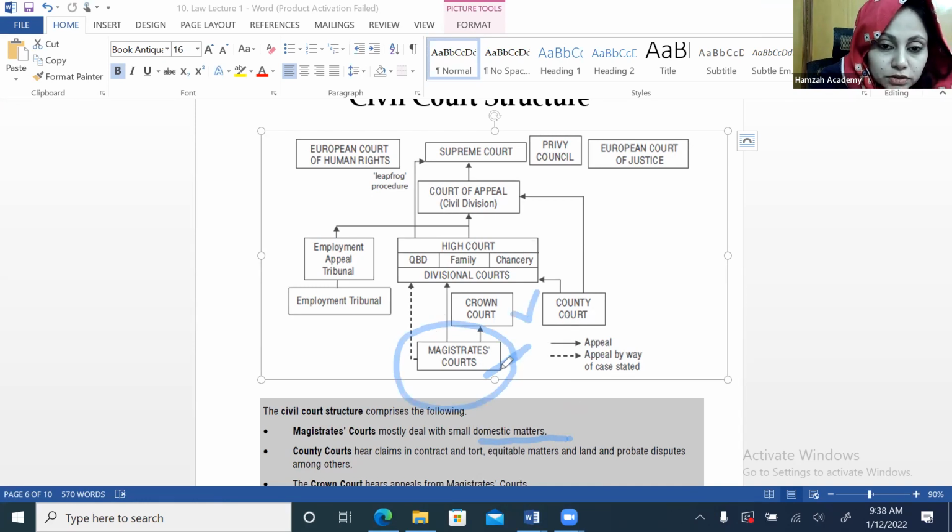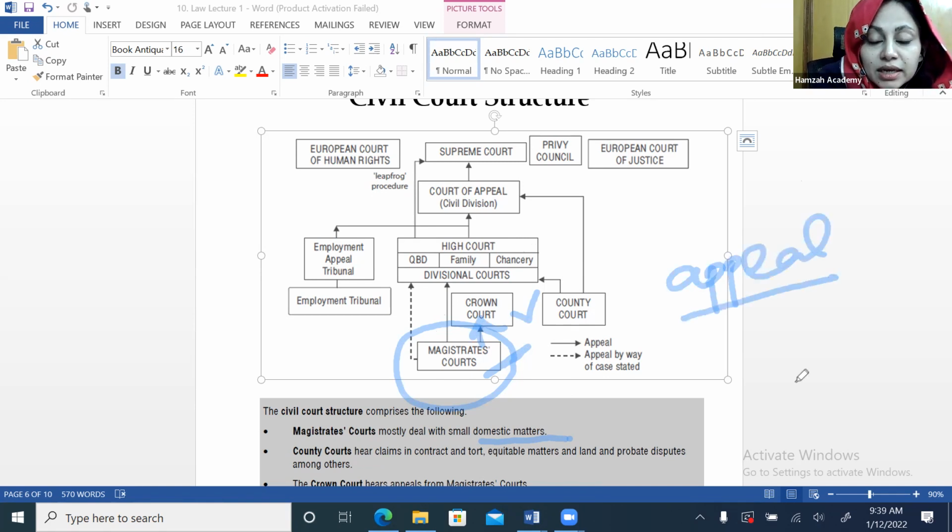The crown court basically hears appeals from the magistrate court. Now, what is an appeal? An appeal is a re-request of the case. For example, if a case is decided in the magistrate court and the persons concerned do not agree with the decision, then they can ask the crown court to consider their case again, right? So after the magistrate court, the senior court is the crown court, which does not have its own independent jurisdiction, but only hears appeals from the magistrate court.